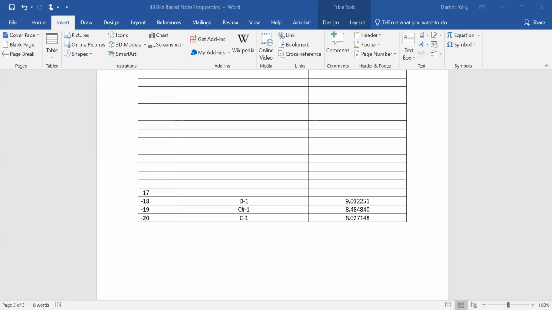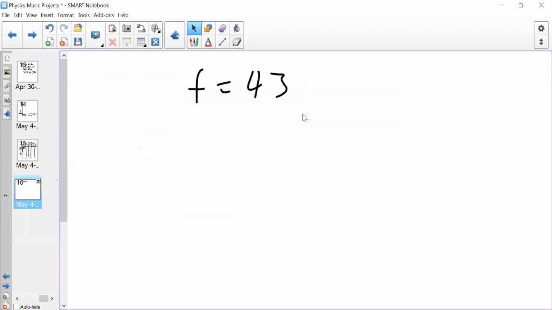So we're going to have all of the notes based off of the concert pitch of 432. I don't think I'm sharing this. Okay, all of the notes on the new scale are going to be based on terms of the concert pitch of 432 hertz.